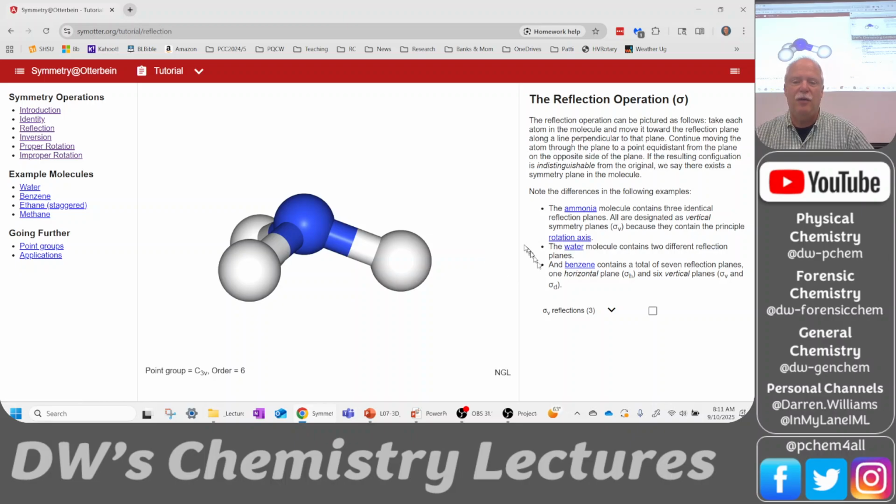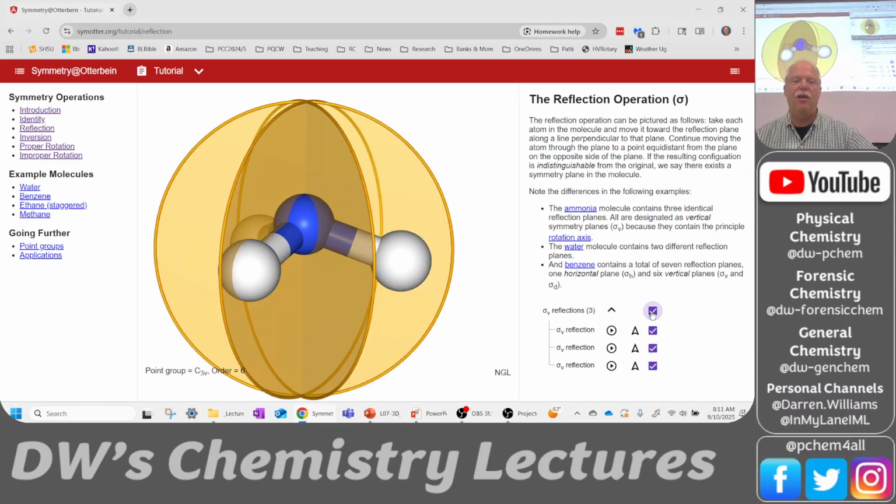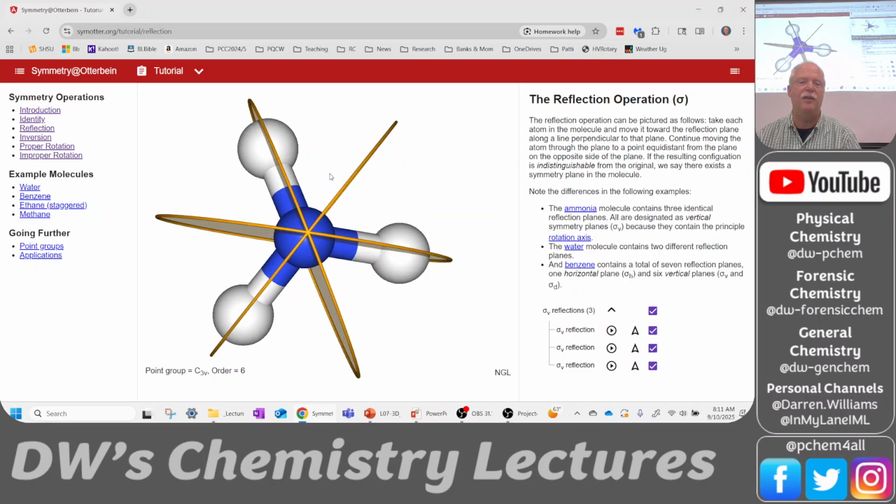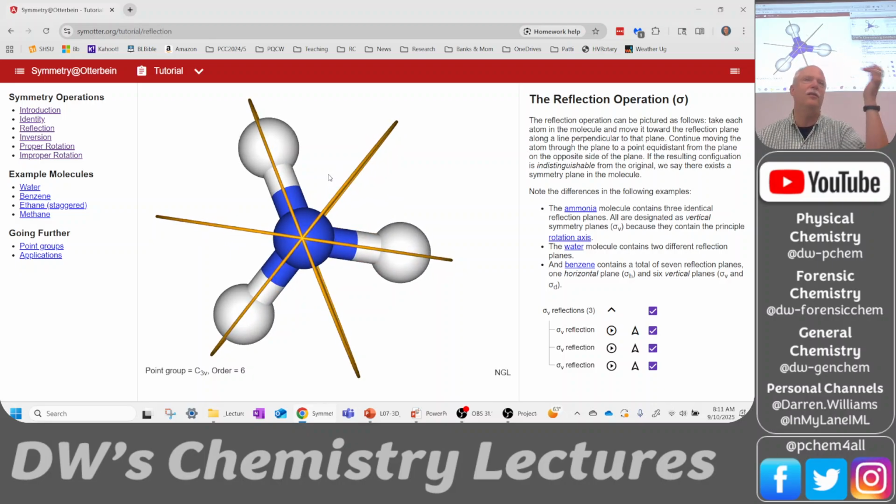And so we have the 3 reflection planes. I can turn them all on. They all have the NH bonds in them. Okay, so there's 3 reflection planes. It looks like 6, but it's really 3. You see at the top, we've just taken those 3 planes and it's divided the molecule into 6 parts. Okay, so if we reflect through one, that's that reflection plane, that's that reflection plane, that's that reflection plane. You'll see the reflection planes.